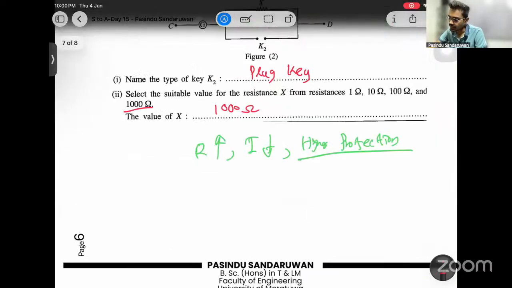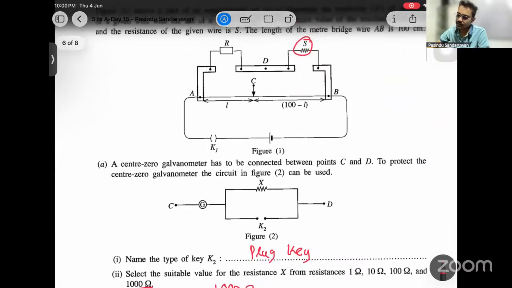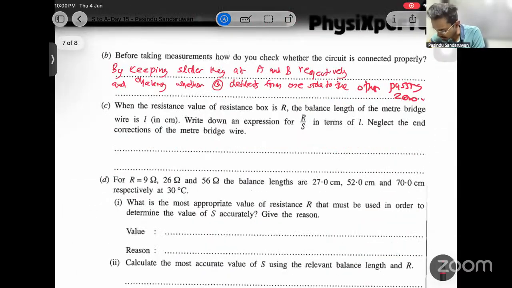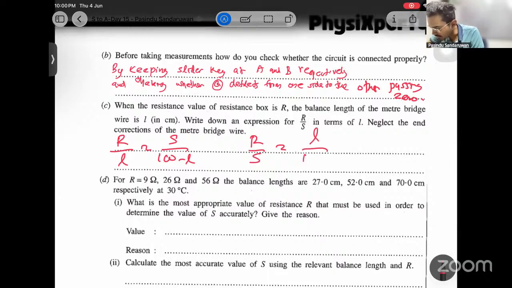Now the meter bridge is given as R to L, S to 100 minus L. Then the ratio is R over L equals S over 100 minus L. We need R over S, so making R over S the subject, R over S is given by L over 100 minus L.